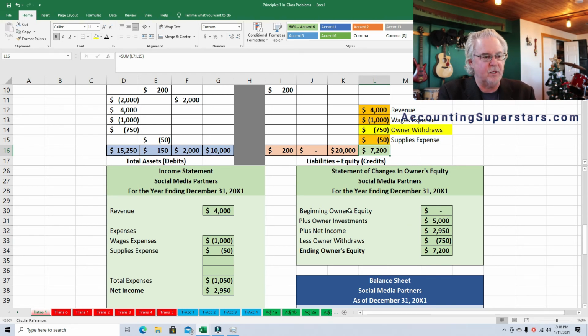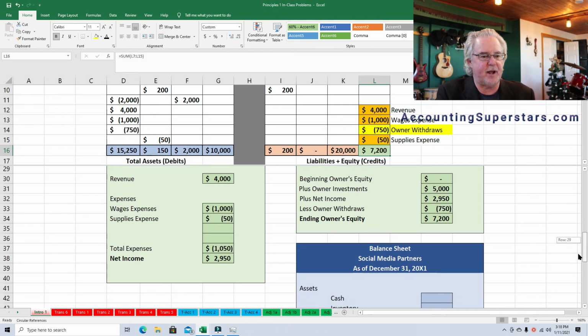So here's something that you need to remember about these financial statements. First thing, what goes on the income statement? Revenues and expenses, nothing else. What goes on the owner's equity statement? This is it right here. This is how it goes always. The statement of changes in owner's equity just requires a little bit of practice.